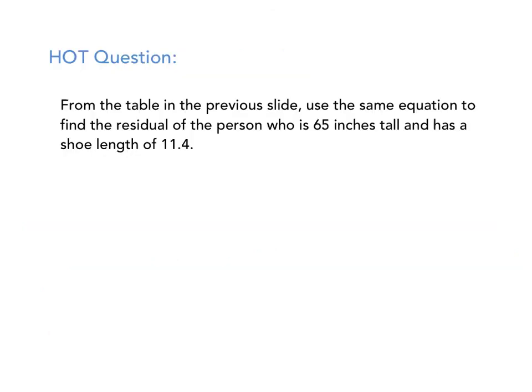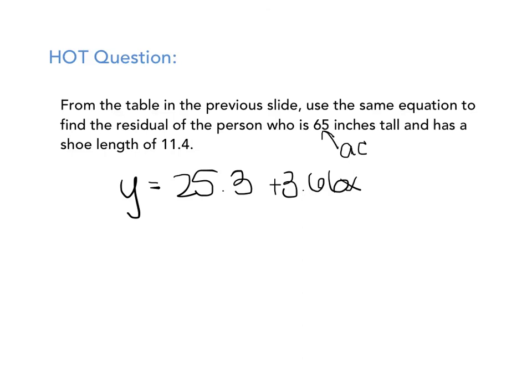And your hot question, from the table in the previous slide, I want you to use that same equation of y equals 25.3 plus 3.66x to find the residual value of a person who is 65 inches tall and has a shoe length of 11.4. So remember that 65 inches is going to be your actual value, and you need to use the equation to find the predicted height and then find the residual.